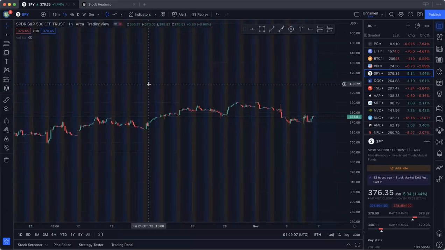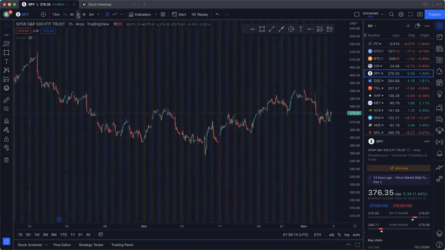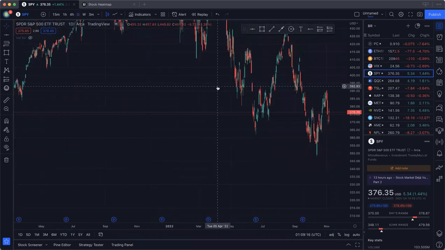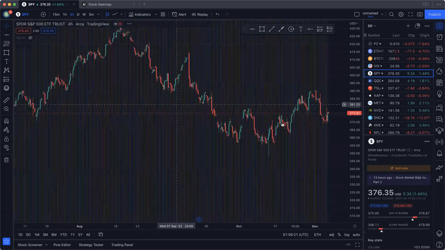But the only reason that it worked out that way is this was going to be a swing. So the interesting part about this is we go to the daily time frame. Actually, I took this trade based off the 4 hour. So we look at the 4 hour time frame.